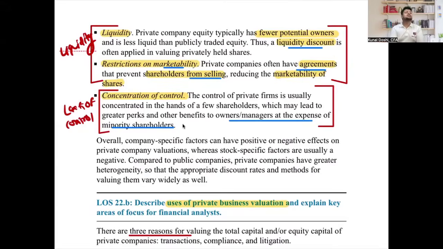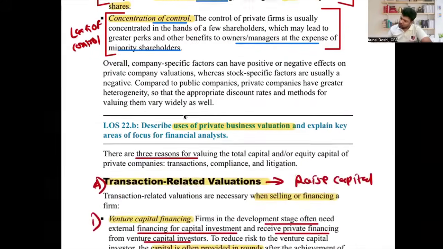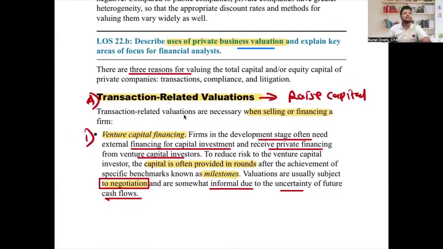These restrictions again will put a strain on the liquidity of the company when it comes to trading the stock. So this is liquidity. These are stock specific factors. Also, if you are going to be a minority shareholder, you have lack of control. At the end of the topic, we are going to discuss discount for lack of liquidity and control premium. These are the two components which we are going to discuss when we are valuing a private company compared to a public company, right? Now, how to value a private business?